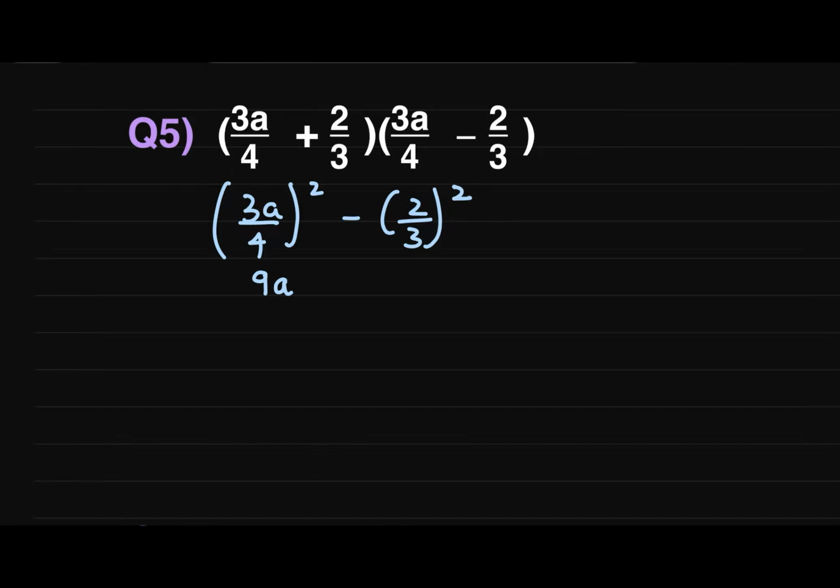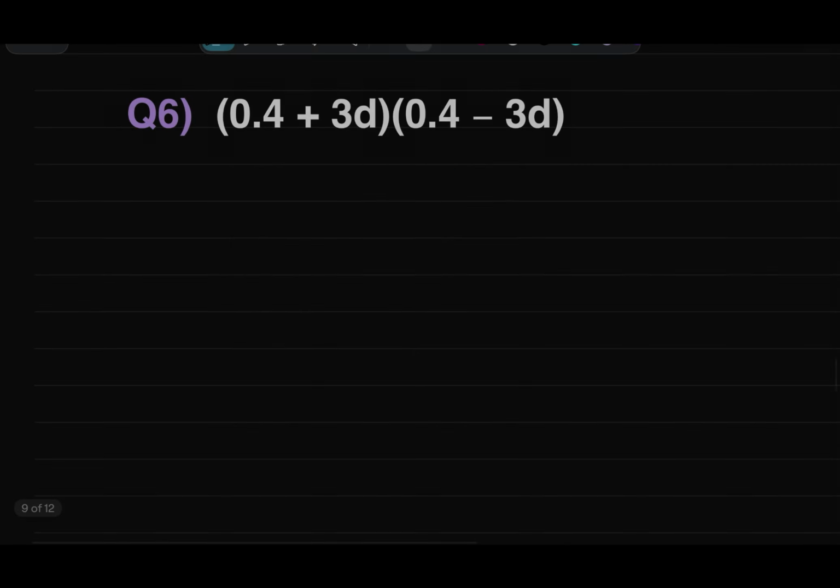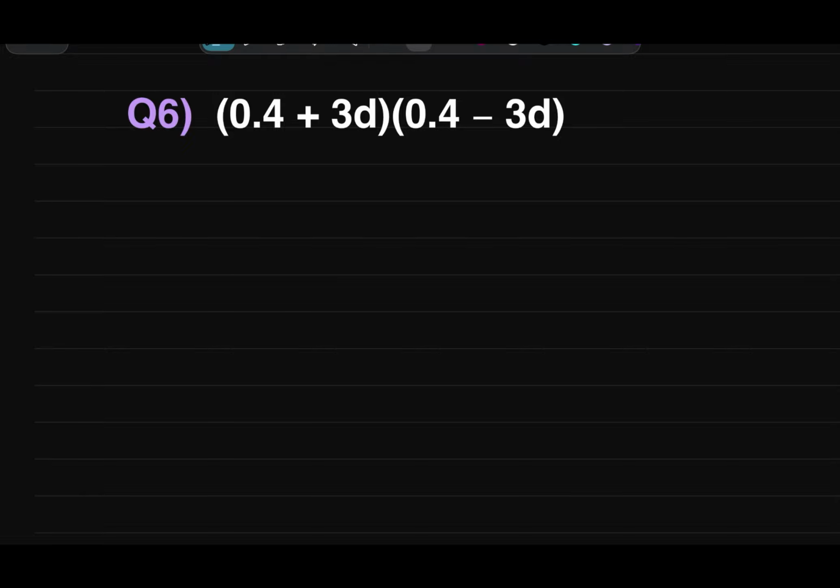9a squared, okay, a square only, upon 16 minus 4 upon 9. Don't forget to square the denominator also. Okay, now look at this one. One has a decimal number and the other has an algebraic term. Okay, but what is the criteria? A is the same, B is the same, 1 plus 1 minus. Okay, let's start.